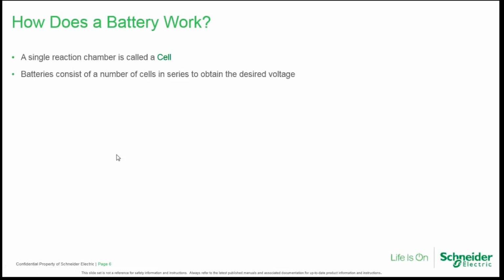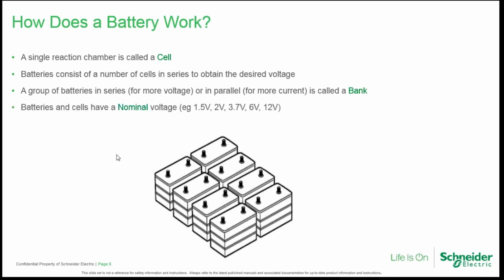And batteries are a bunch of cells in series to get the voltage that we want, and then a bunch more to get more current. And then a bunch of those, we call them a battery bank, big stack of batteries. So batteries and cells have this nominal voltage that we all are familiar with: 1.5 volts flashlight battery, 2 volt lead acid cell, 3.7 lithium battery. A 6 volt battery is usually 3 of these cells, a 12 volt battery usually 2 of these, or 6 of these.